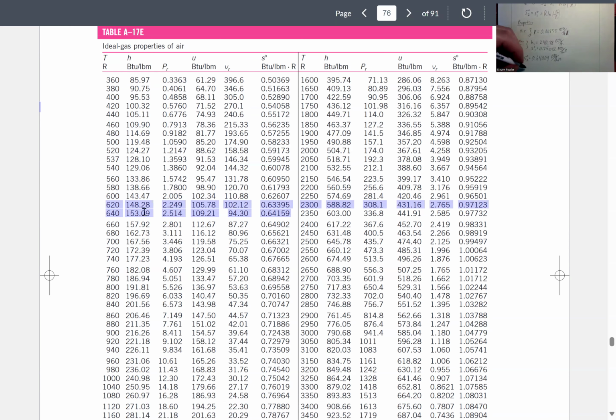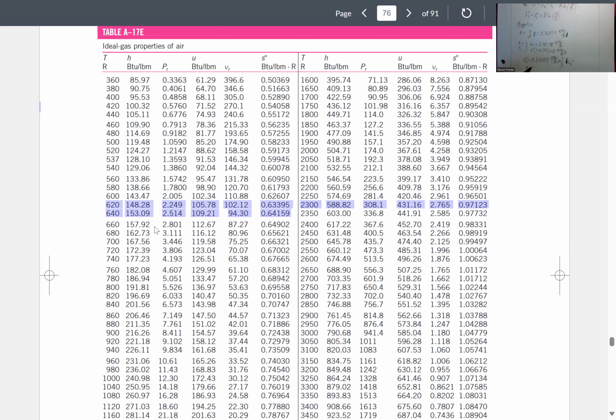Well, I need H2. Based on the fact that it's air, ultimately I need H2, because I need to go back into the first law equation. I know I can find H1. I need H2, given, well, yeah, I've already got H1. So I need H2 to go back into my first law equation. So you're going to have to interpolate between these H values.